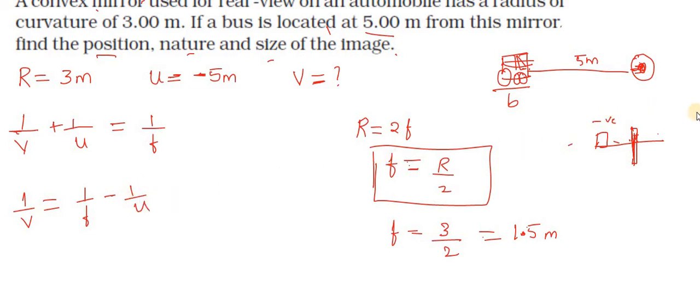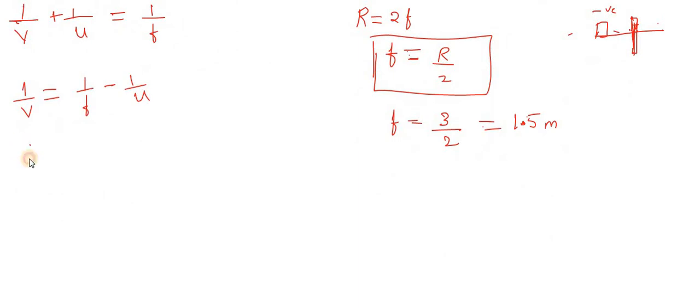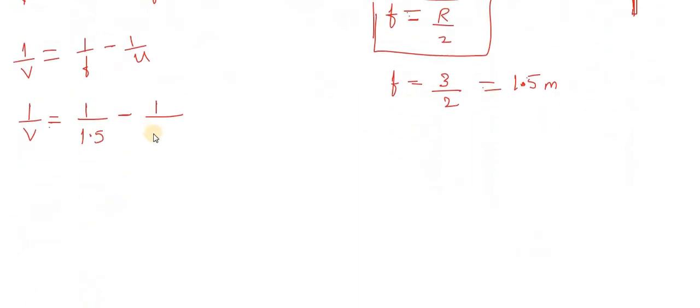Now simplify it further. 1 by v is equal to 1 by f. So what is 1 by f? 1 divided by f. F is nothing but 1.5. Then minus 1 divided by u. What is the u value? Minus 5. So 1 by v is equal to 1 divided by 1.5 minus of minus, it becomes plus, 1 divided by 5.